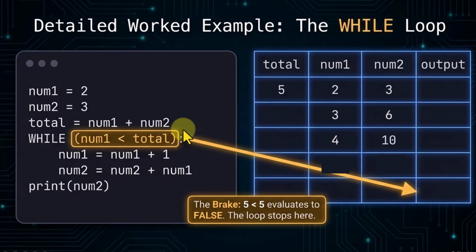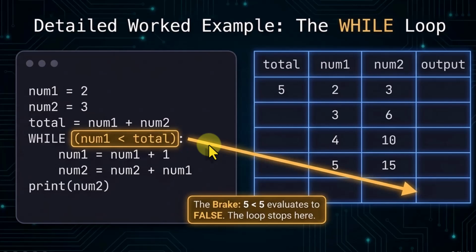And again we check the condition. Is num1 smaller than total? Yes it is. So again num1 is equal to num1 plus 1, so 4 becomes 5. Then 5 plus 10 will be 15, stored inside num2. And now we check our condition. Is num1 smaller than total? No, it's not smaller. Now they are equal, so this condition becomes false.